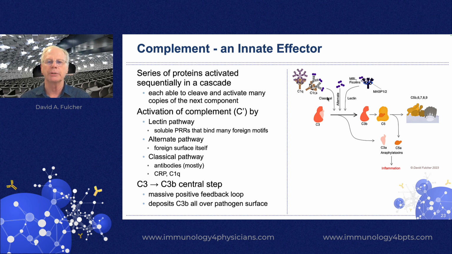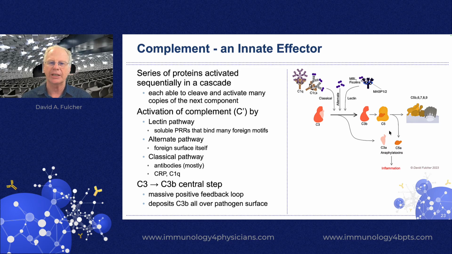The classical complement pathway requires mostly the role of antibodies, not exclusively, because CRP and C1q can act as pattern recognition receptors in themselves. More about that later. But suffice it to say, mostly the classical pathway requires antibody, either IgM or IgG, to set it off. And we have a third pathway called the alternate pathway, which is just set off by a surface that is foreign. And more about how that works later.